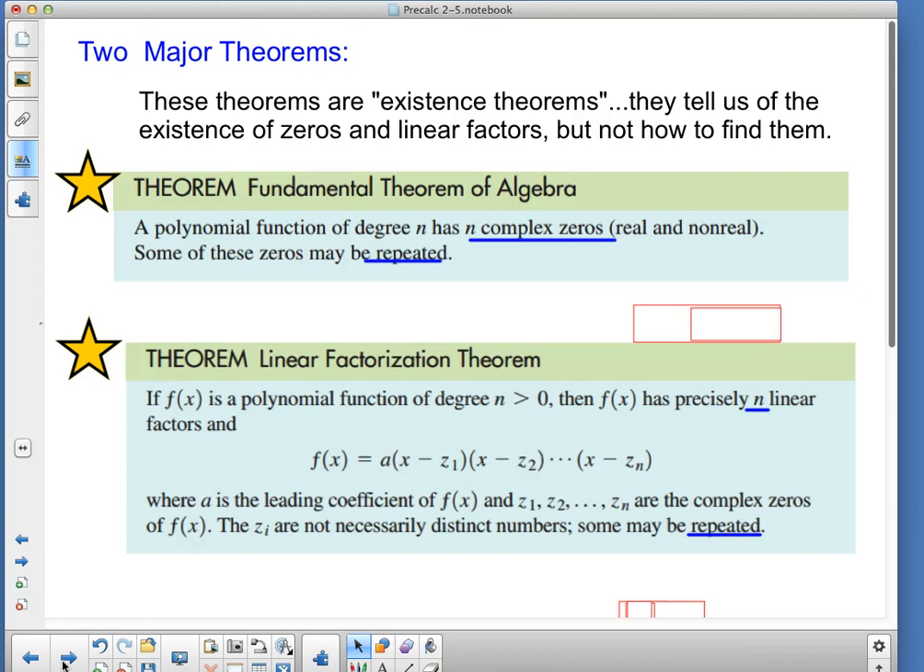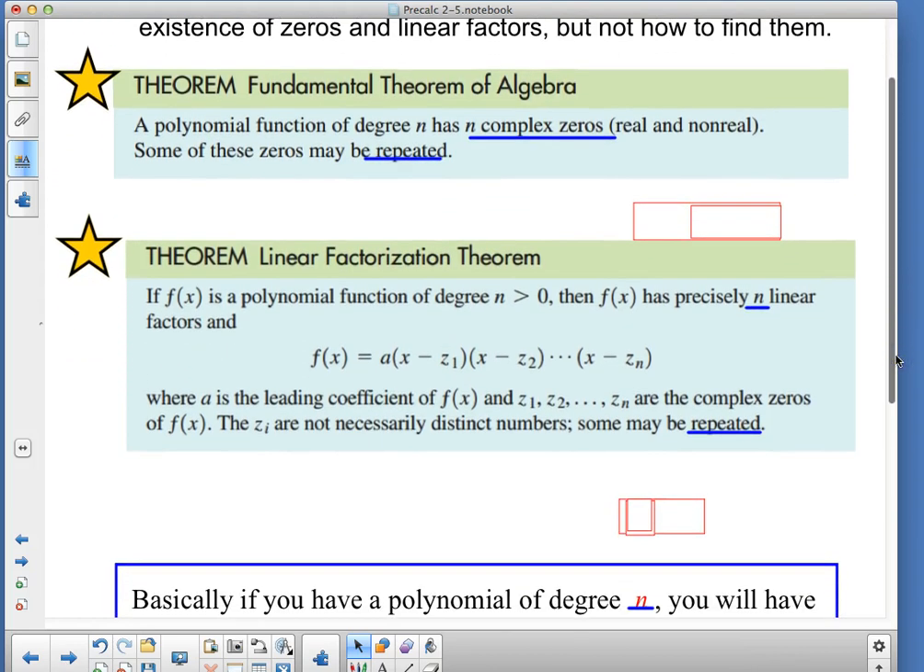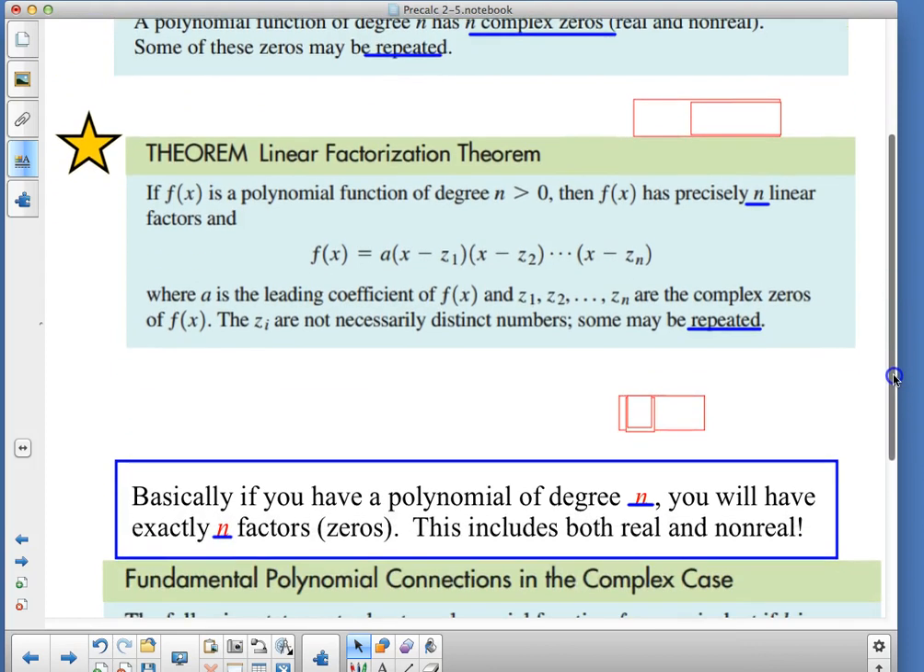A polynomial function of degree n has n complex zeros, real and non-real. Some of the zeros may be repeated. That's where we get that multiplicity idea as we review and think about that.